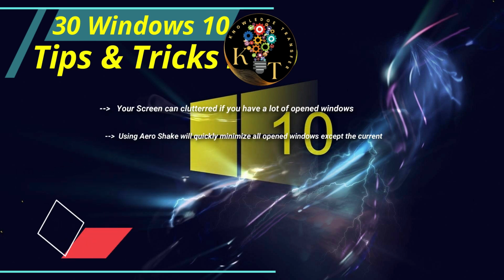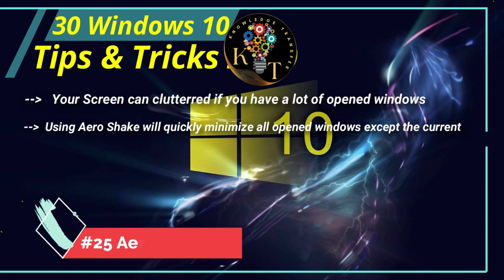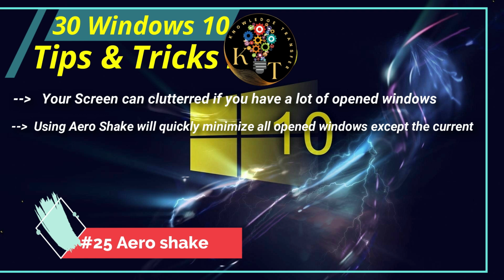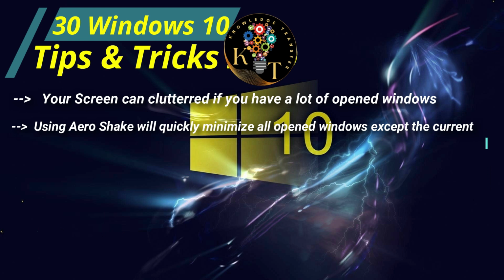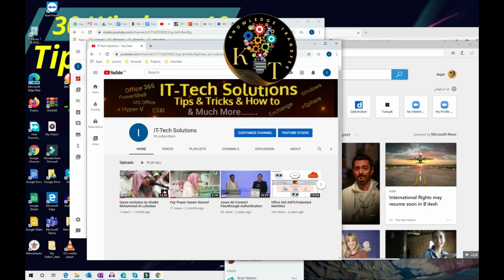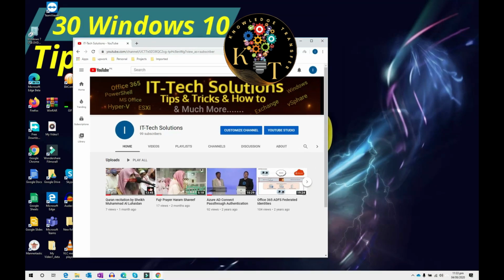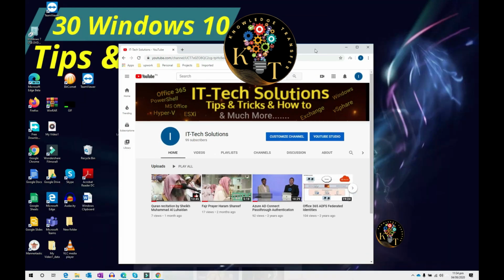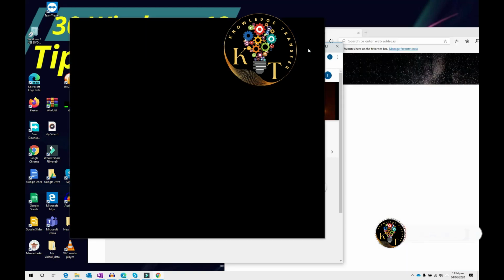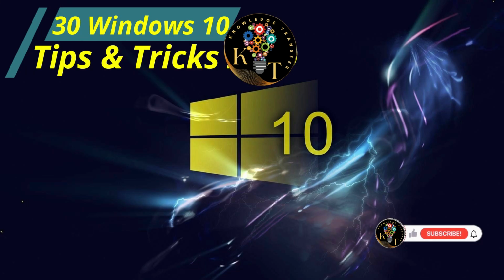Number 25. Arrow shake. Your screen can get cluttered if you have a lot of opened app windows. Arrow shake lets you quickly minimize all open windows except the current active window by shaking its title bar. Shaking the title bar again will restore all the minimized windows.